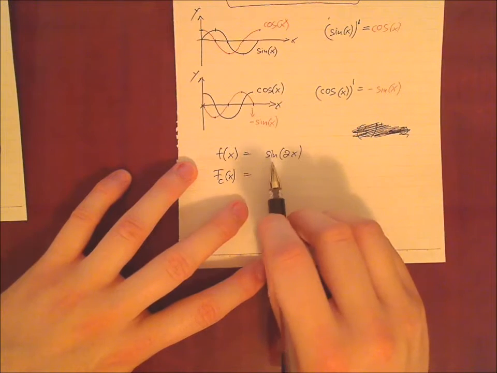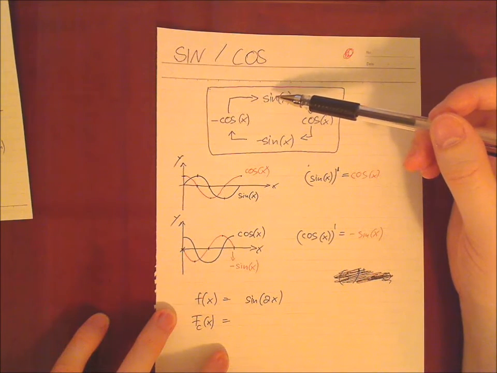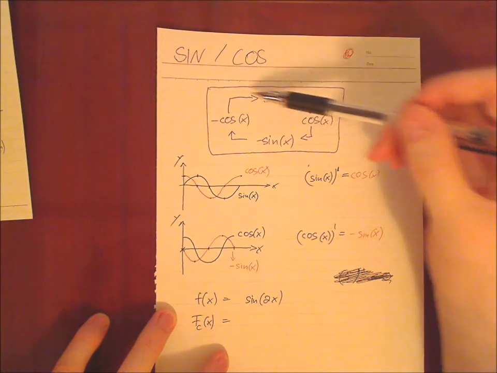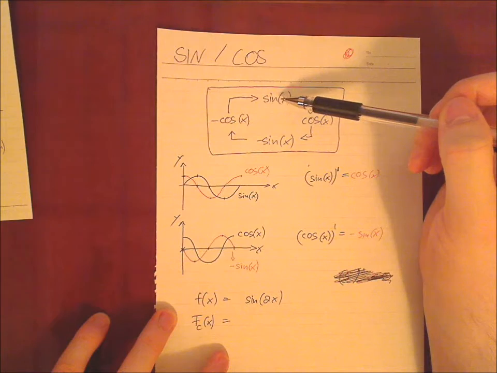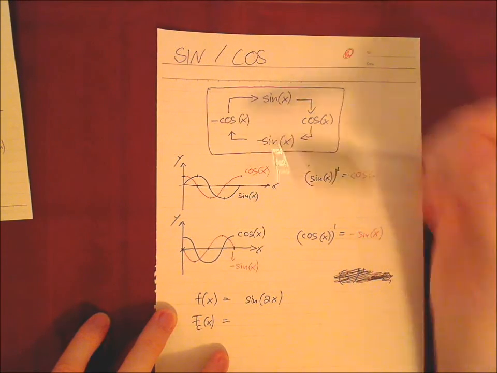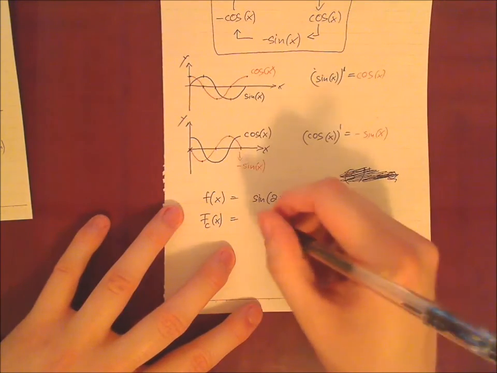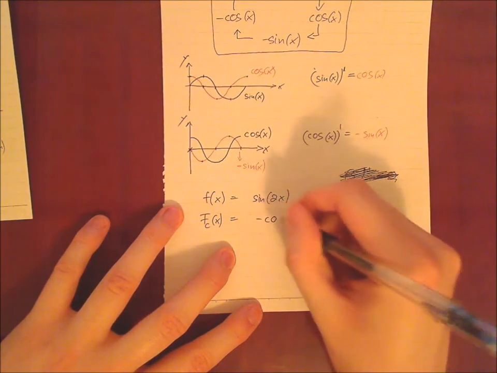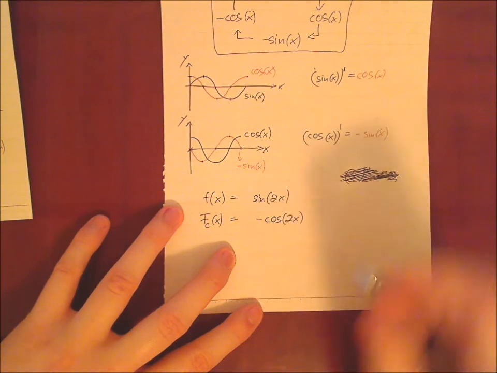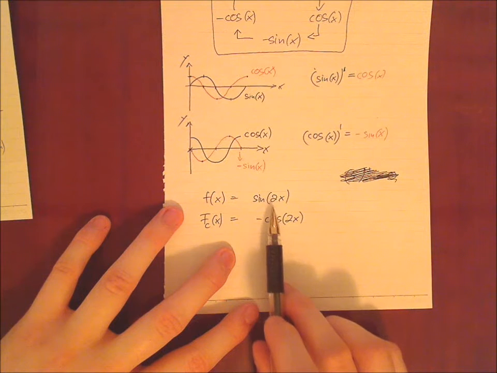So, sine, we just have to look at this square and at the rectangle, and one step backward, you just go the other way, right? So we know sine, the other way, integration, has to be minus cosine. So minus cosine 2x.